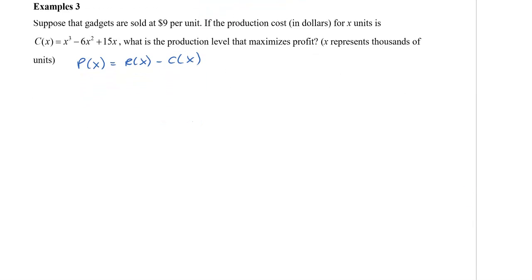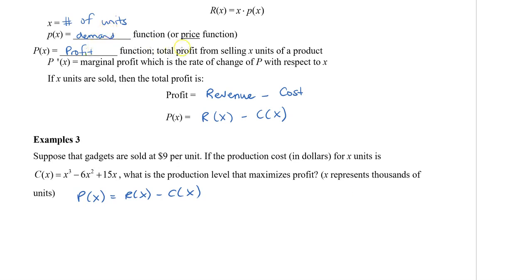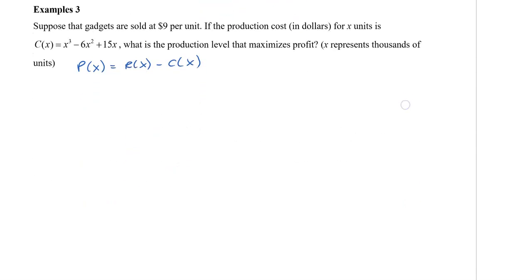Now our P of x is equal to R of x minus C of x. So what is R? Remember that the revenue is how many units we sell times the price. In this case, it's not just $9, because that's $9 per unit, but we're selling x units. So therefore, our price is actually 9x. Sorry, not our price, so our revenue function would equal 9x.